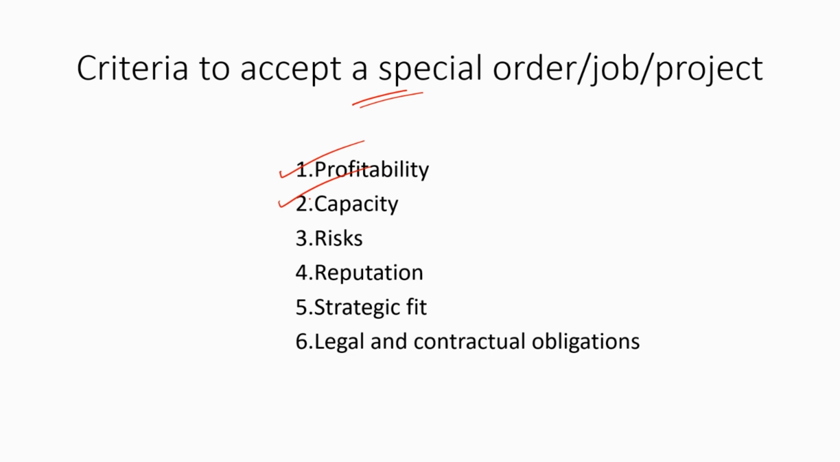The company should consider if it has the necessary resources such as labor and equipment to complete the job within the required time frame. Risks. The company should identify the risks associated with the job, such as technical complexity, safety, and environmental risks. The company should consider if it has the expertise and experience to manage these risks effectively. Reputation. The company should consider the impact of the job on its reputation. The company should evaluate if the job aligns with its values and if it could potentially damage its reputation.